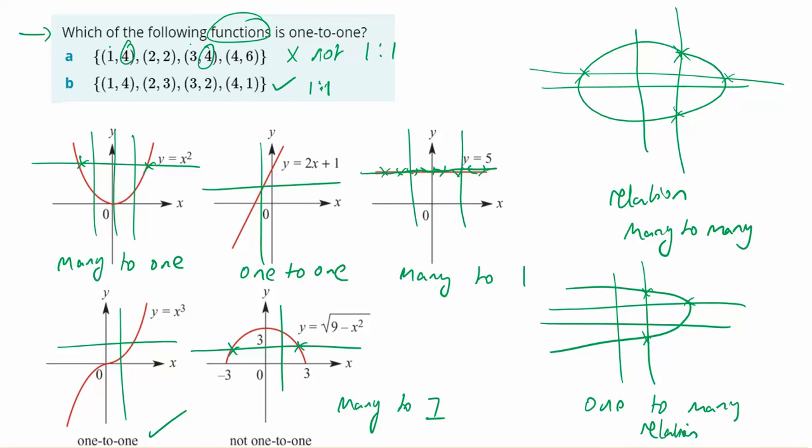So hopefully that gives you an idea of how to define relations and functions. Okay, so it fails the horizontal line test. So for every x value there's two y values, and for every y value there's one x value. Okay, so hopefully it gives you an idea of how to define these.